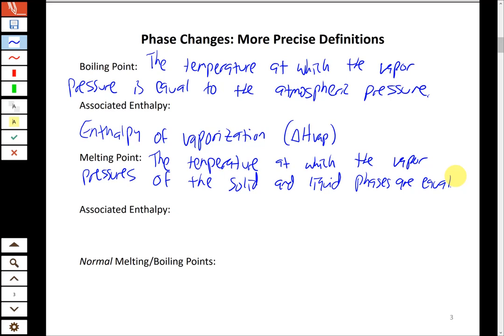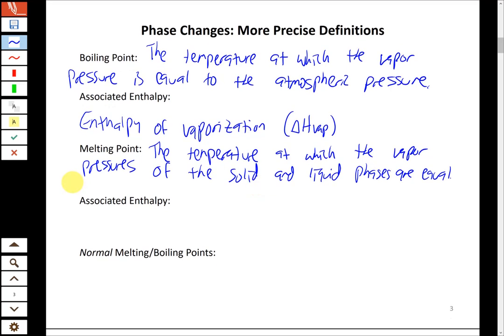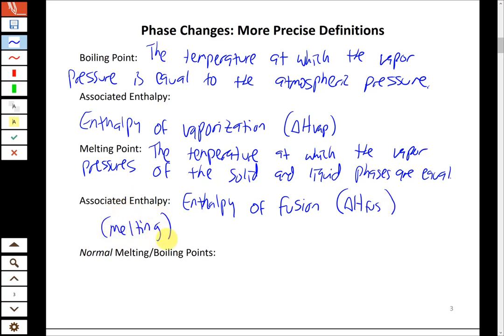But in terms of vapor pressures, it has a definition that states that it's the temperature at which the vapor pressures of the solid and liquid phases are equal. But again, we don't need to use that definition too often. And as we said, every phase change has an associated enthalpy. And I don't think we talked about this one yet for freezing or melting. This one is called the enthalpy of fusion, which will be abbreviated as delta H FUS for fusion. And this is the enthalpy change associated with the melting process. So it will also be a positive value because you have to put heat into the substance to melt it. So you're talking about that process when you're defining this enthalpy.